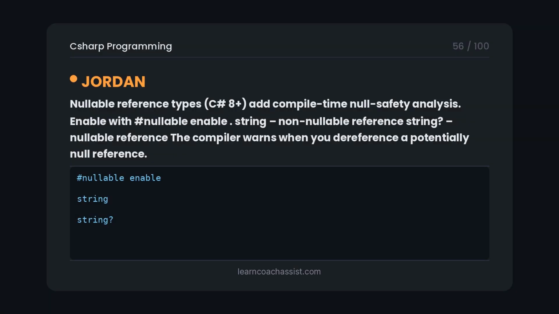What are nullable reference types, NRT, in C#? Nullable reference types, C# 8+, add compile time null safety analysis. Enable with #nullable enable. string is a non-nullable reference, string? is a nullable reference. The compiler warns when you dereference a potentially null reference.